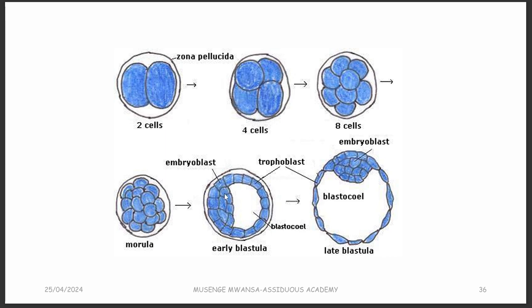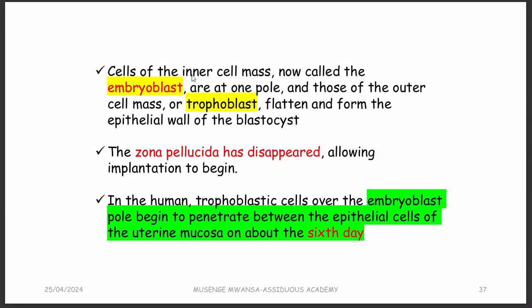The space inside the blastocyst can become much bigger. You can see you have got the cells which are inside, that is known as the inner cell mass, also known as the embryoblast. And then the cells which are outside, the outer cell mass, form the trophoblast. The cells inside concentrate on only one side. That's the embryoblast or the inner cell mass. And then the trophoblast or the outer cell mass surrounds the entire cell. So cells of the inner cell mass are now called the embryoblast, and they're at one pole. And those of the outer cell mass are called the trophoblast.